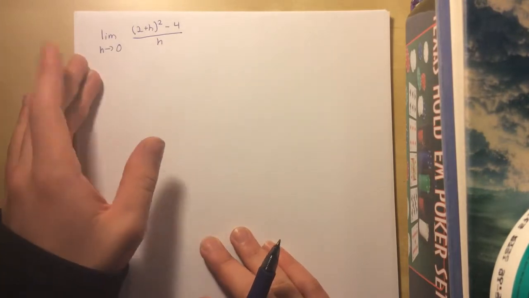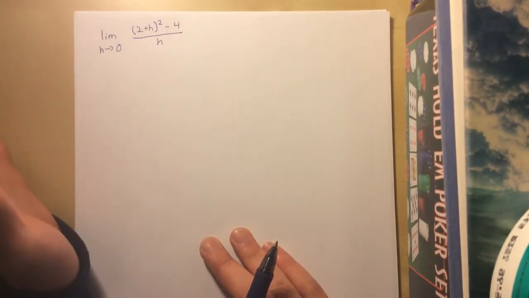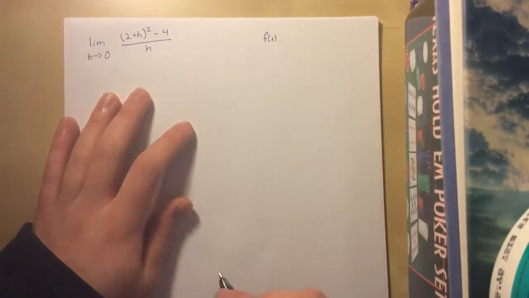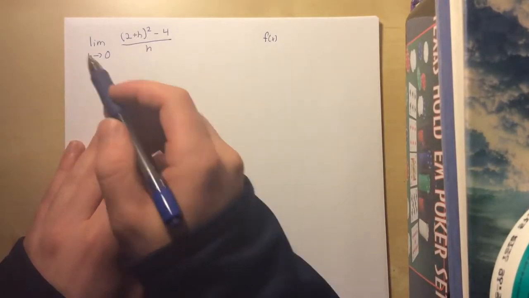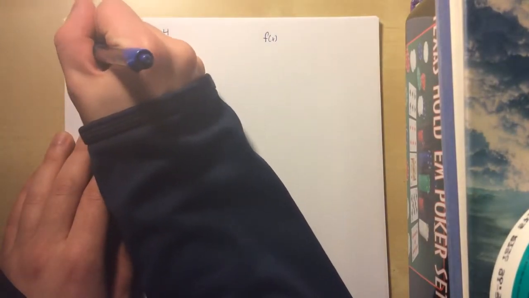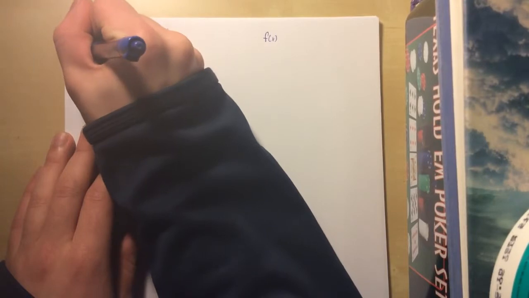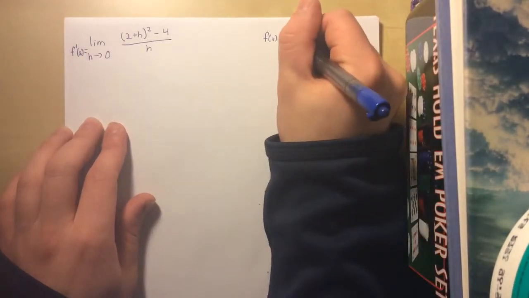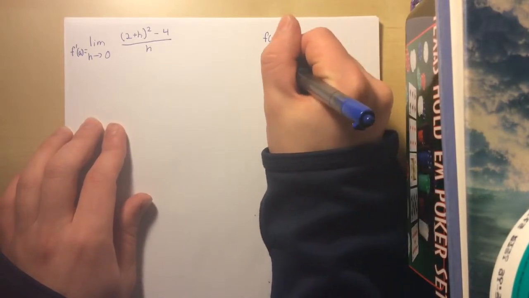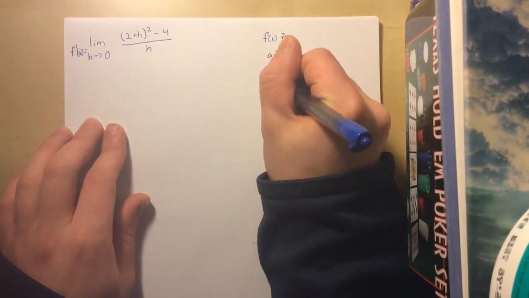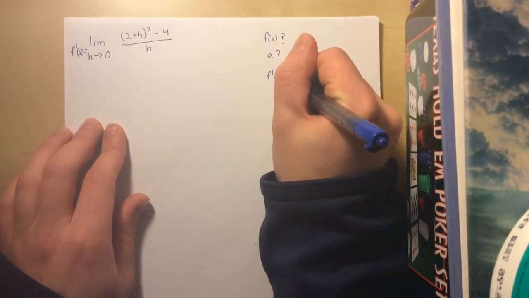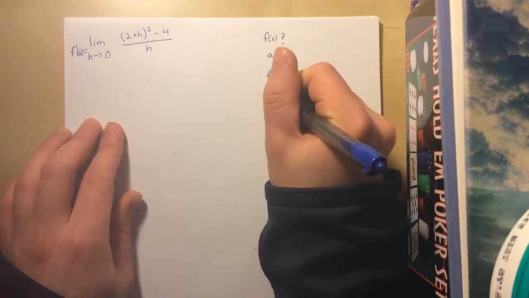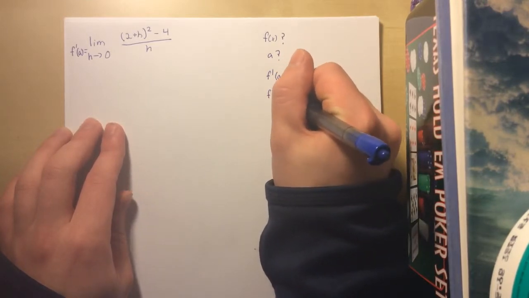And it's the derivative, it's the slope of a tangent line of some function, f of x, at some point A. So this is the derivative, f prime of x, at some point A. And we want to find out what is f of x, what is A, what is f prime of A. And let's also do what's f prime of x.